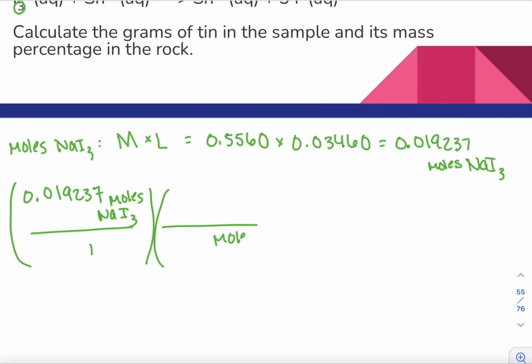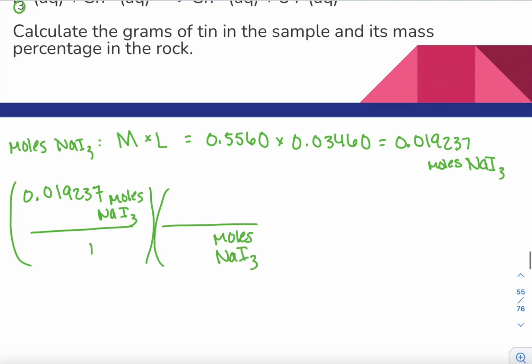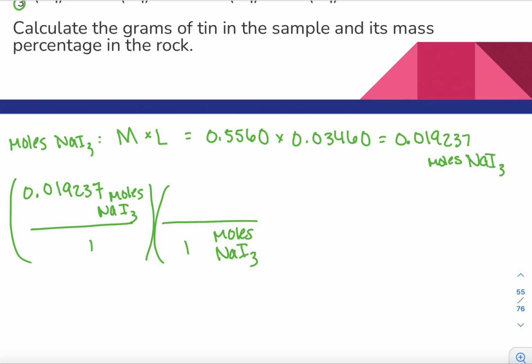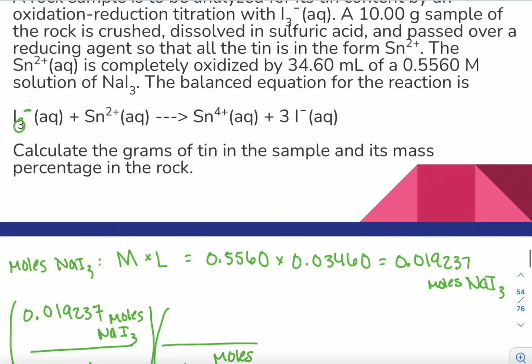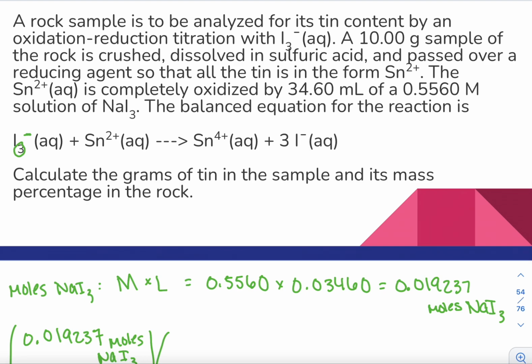And then we need to do that extra step to figure out for every 1 mole of NaI3, how many moles of I3 do I have? Now this one is very confusing because it seems like it should be NaI, but remember it's a polyatomic ion, not one that you need to have memorized, not one that's very common at all. But it's a polyatomic ion, I3, okay?